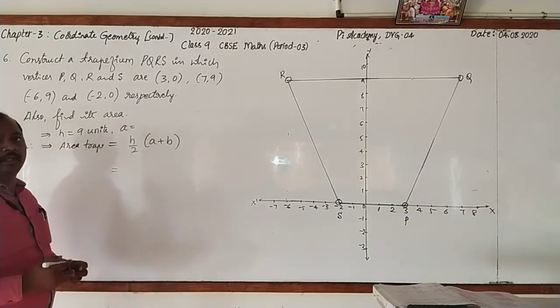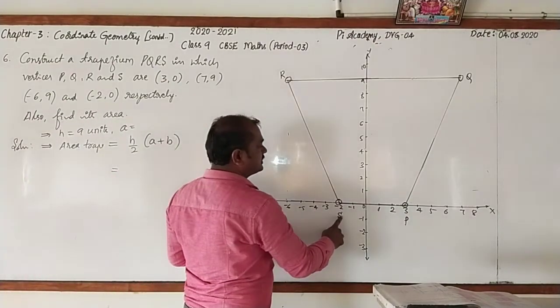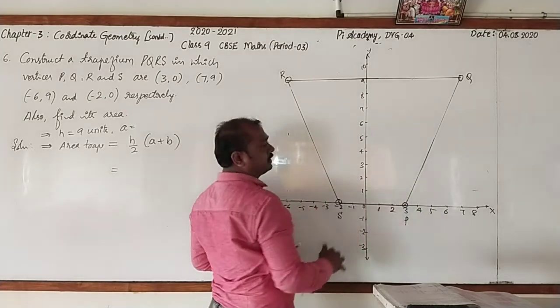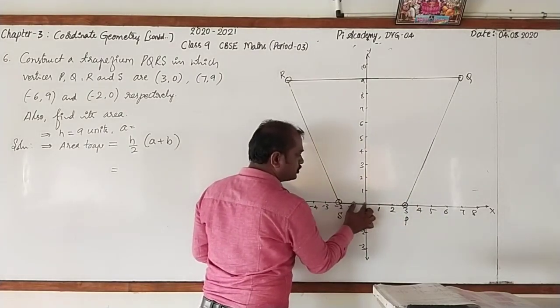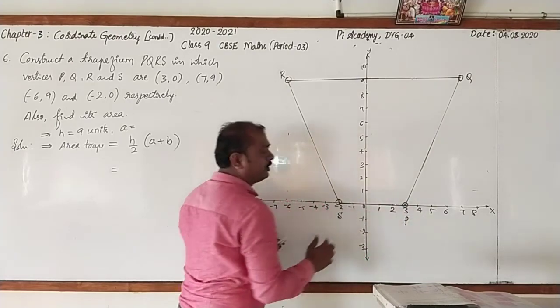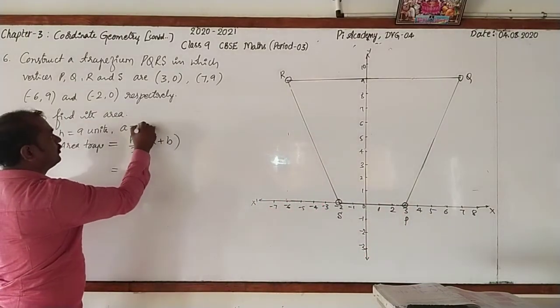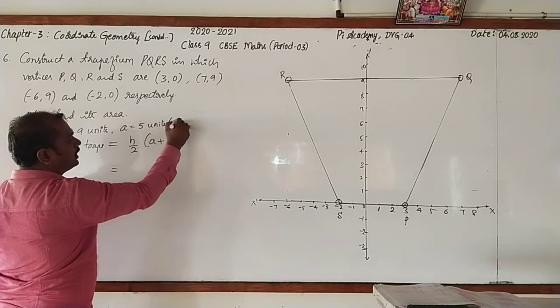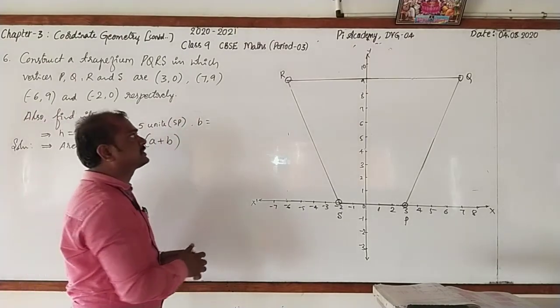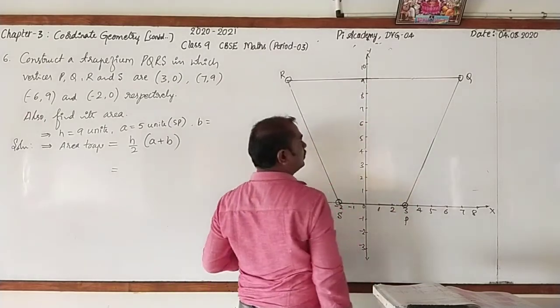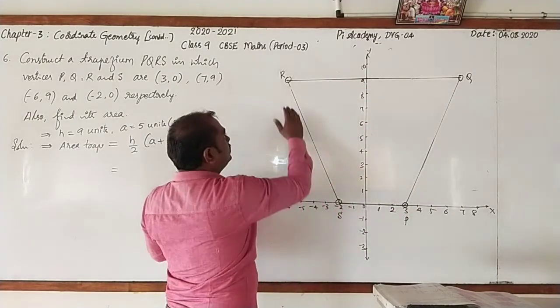A and B are the parallel sides. Parallel sides are SP and RQ. What is the distance from S to P? Here 1, 2, 3, 4, 5. It is 5 units. For your reference, I am writing SP. Then B, it is the distance from R to Q. How much is it? You have to count.